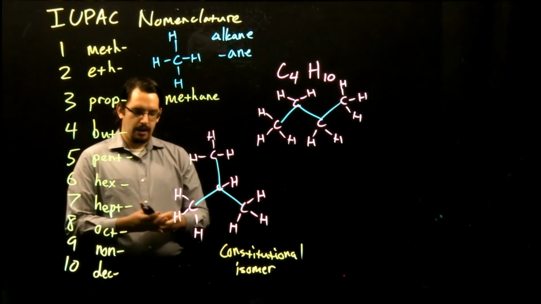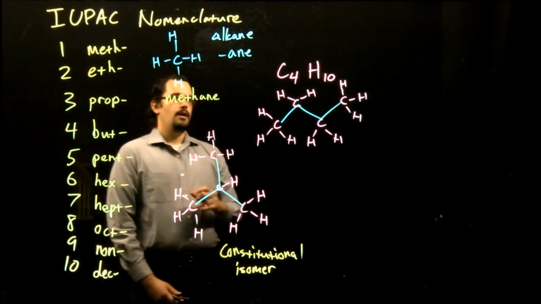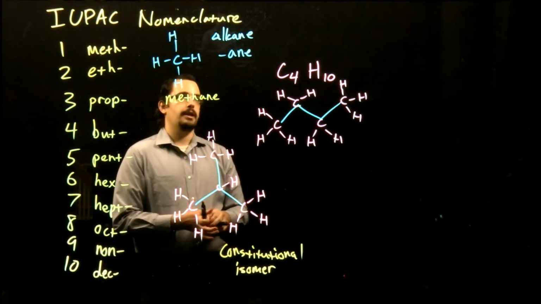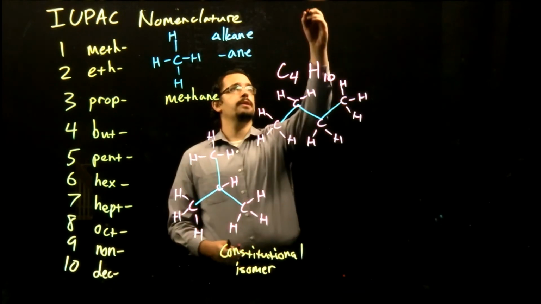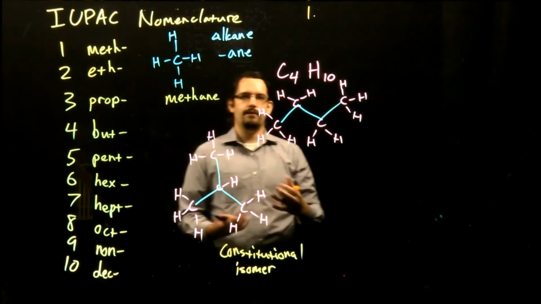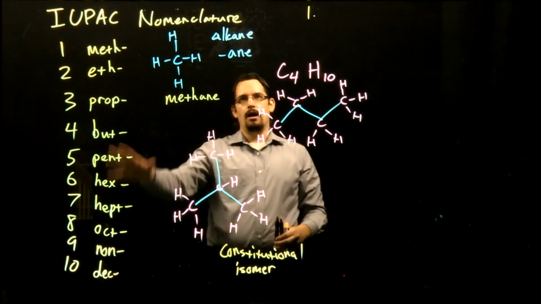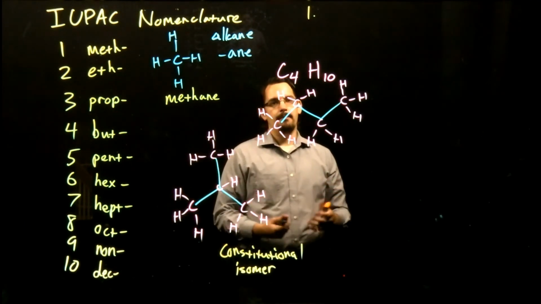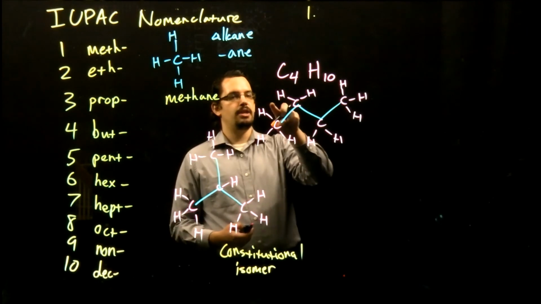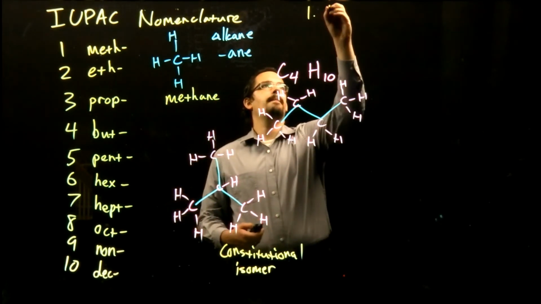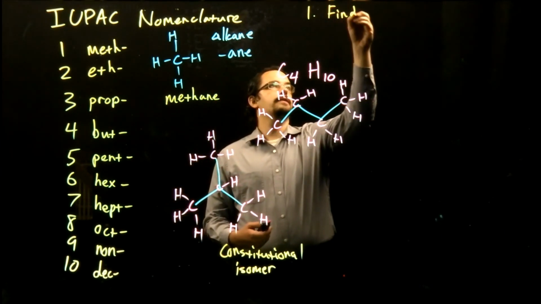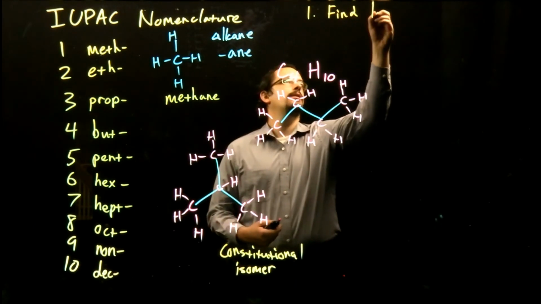In order to distinguish these, our first rule for nomenclature is going to be to find the longest consecutive chain of carbons, and we're going to use that to find our base name or parent name for that main chain in our molecule. So find the longest consecutive chain of carbons.